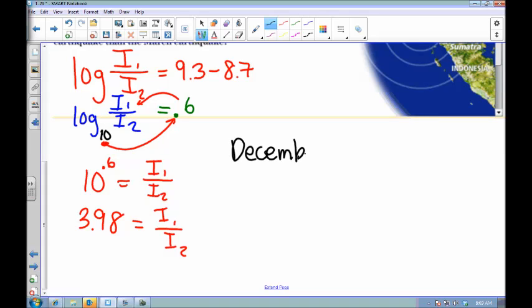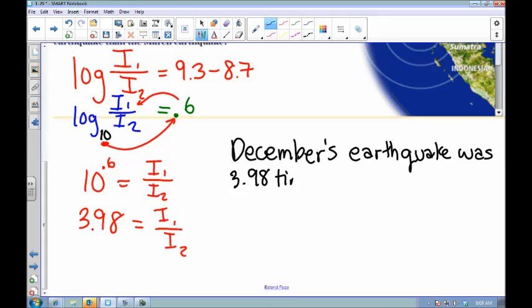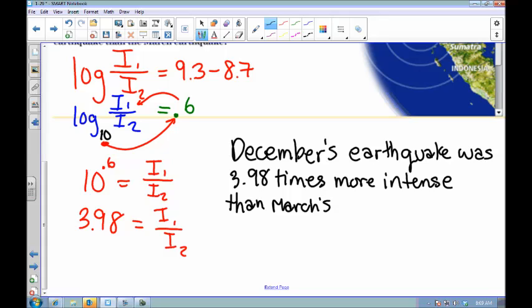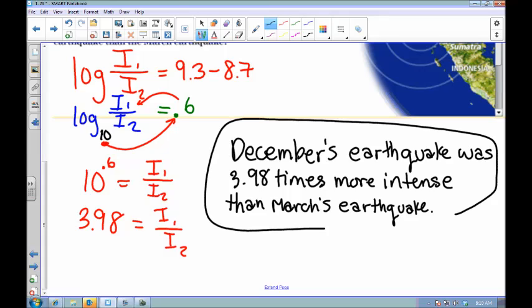December's earthquake was 3.98 times more intense than March's earthquake. That is your answer. South?